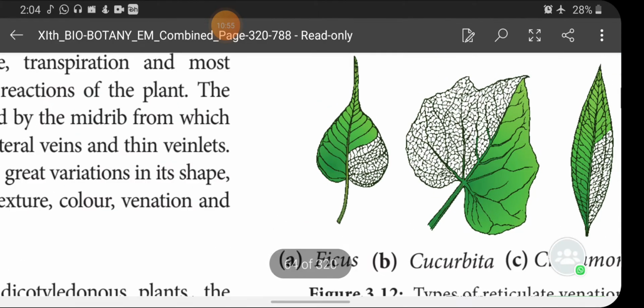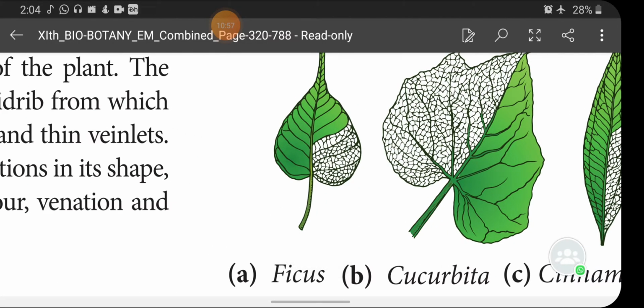In this diagram, see children, there is a green color structure going in the center. That is called what? Midrib. And you can see from the midrib many lateral branches. Again these lateral branches are further divided into fine branches, and finally we can see a network of veinlets in the leaves, and this is called what? Reticulate venation. There are two types of reticulate venation, pinnately reticulate venation and palmately reticulate venation, right?